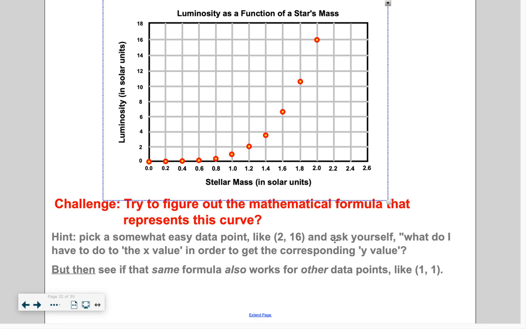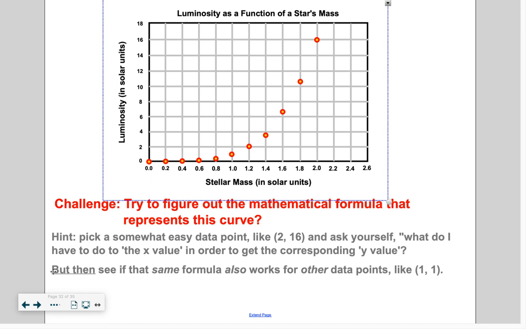All right. And ask yourself, what do I have to do to that x value to get it to equal the y value? Well, I could say to myself, well, gee, I know that 2 times 8 equals 16. So I feel like maybe I might know the answer. The mathematical relationship just might be you take your x value and you multiply it by 8 and voila, you have your y. But you can't stop there. You have to check yourself, okay?